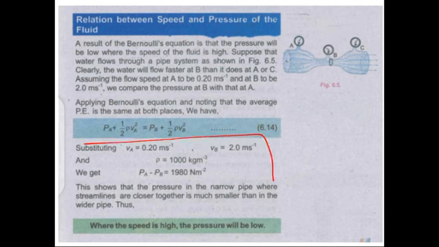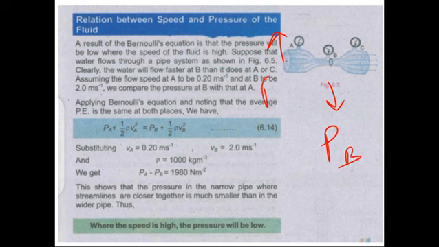If the values of A and B are given and density is also given, then calculate the pressure difference between these two points. Always remember, this is point B and its pressure is represented by PB, and this is point A, its pressure is represented by PA. At point A the speed is small, so the pressure is high, so that's why it is written as PA minus PB, as we take the difference from higher to lower. So this is the relation between speed and pressure of a fluid.